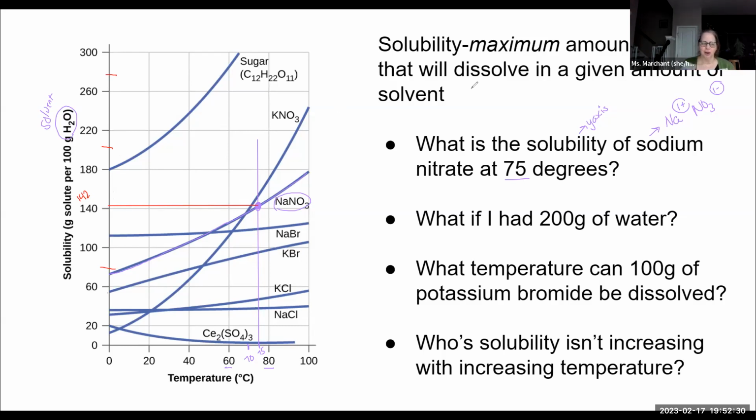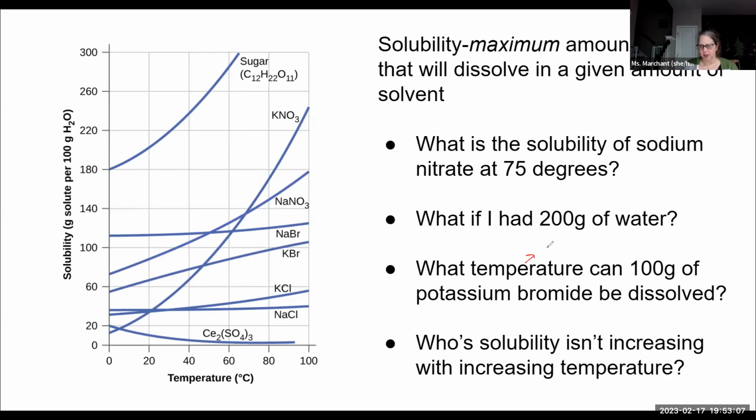What if I had 200 grams of water? So if I can get 142 grams out of 100 grams of water, because the graph is giving you 100 grams, if you had 200 grams of water, what's the difference here? Multiply by 2. So 284 grams can be dissolved in 200 grams of water at 75 degrees for sodium nitrate, only sodium nitrate.